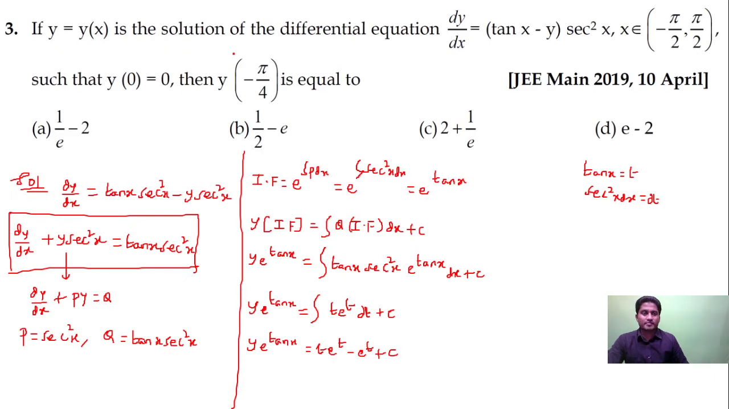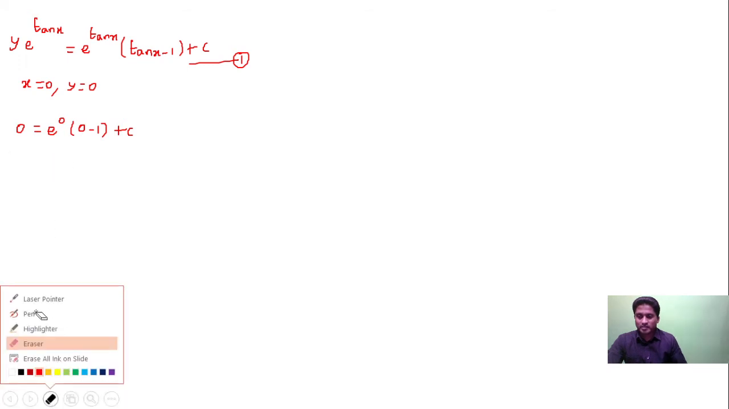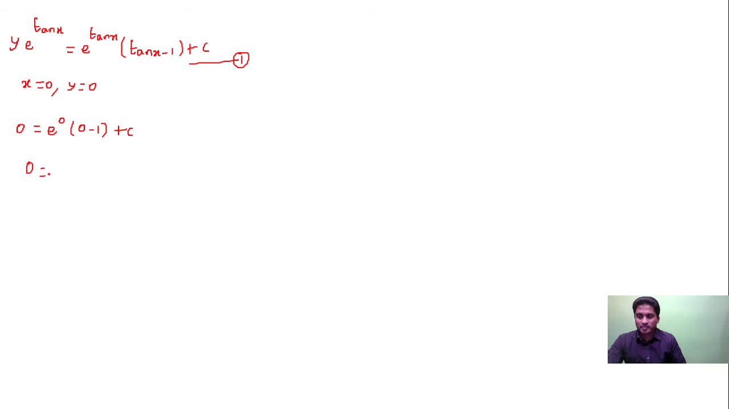Let me see the boundary values. y of 0 is equal to 0, that is when x is equal to 0, y is equal to 0. So the left side you get 0. e to the power of 0 is 1, sorry. So this can be written as 0 is equal to minus 1 plus C. So C is equal to 1.